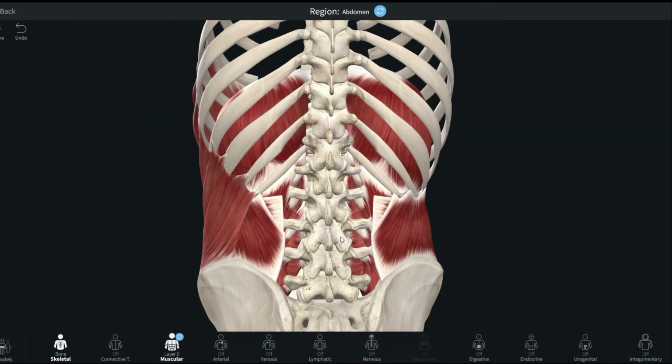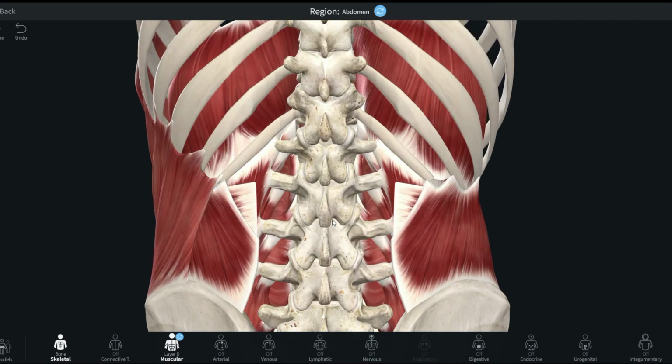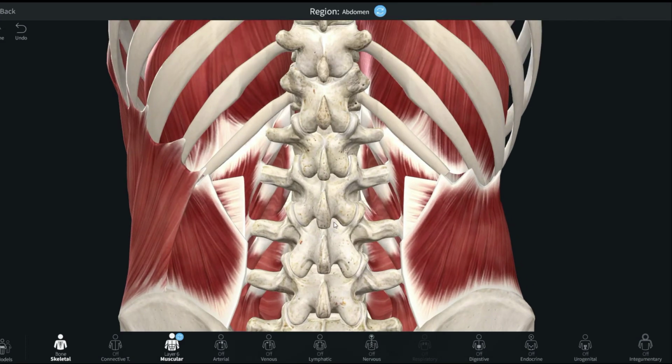This is not that well visualized in this model, but in the posterior aspect of our body, we have a fascia which covers the internal aspect of the back muscles. It is known as the thoracolumbar fascia. We'll talk about the thoracolumbar fascia in much more detail in a later discussion.